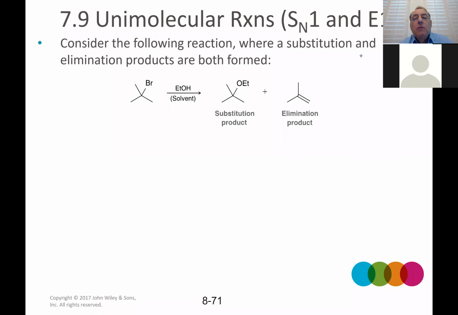So let's go. We talked about last week and in the videos substitution by SN2, the one-step reaction, and elimination by E2, which is also a one-step reaction. But there are two other mechanisms of substitution and elimination that go by more than one step, and those are SN1 and E1. I want to talk about those now.